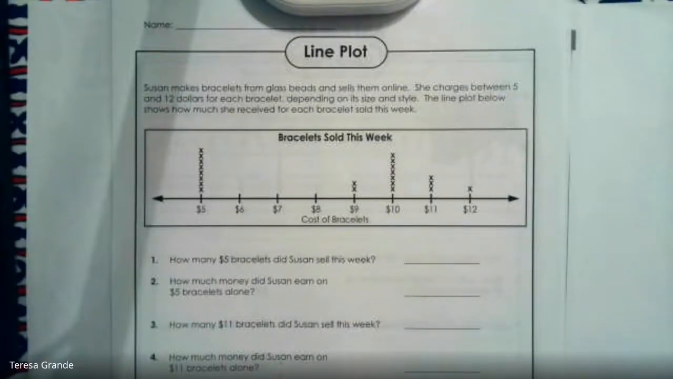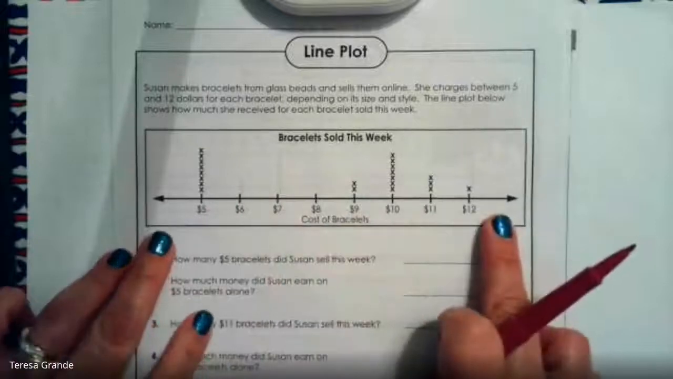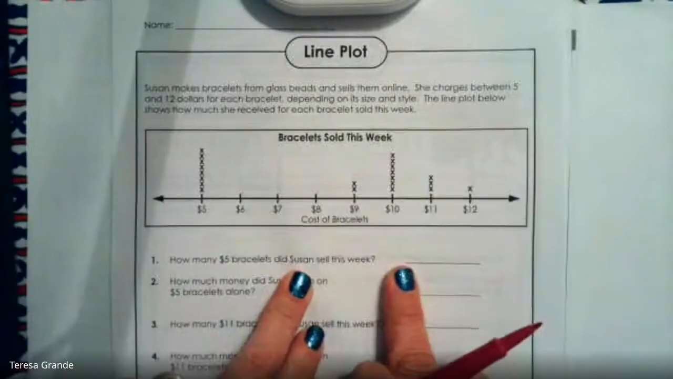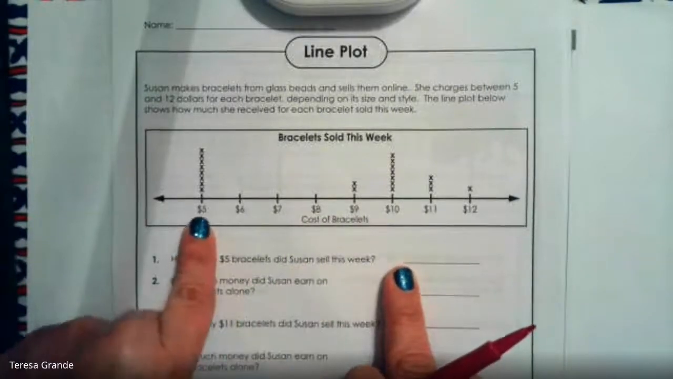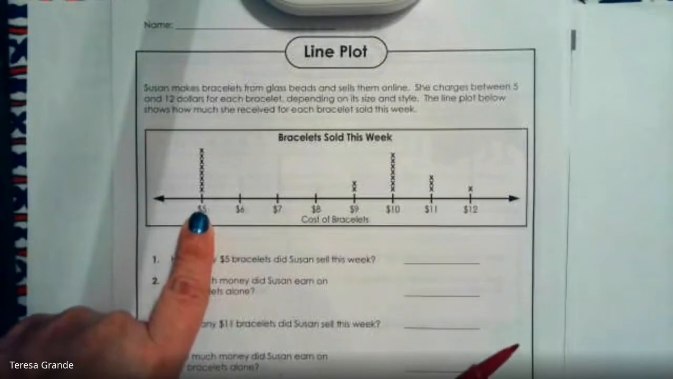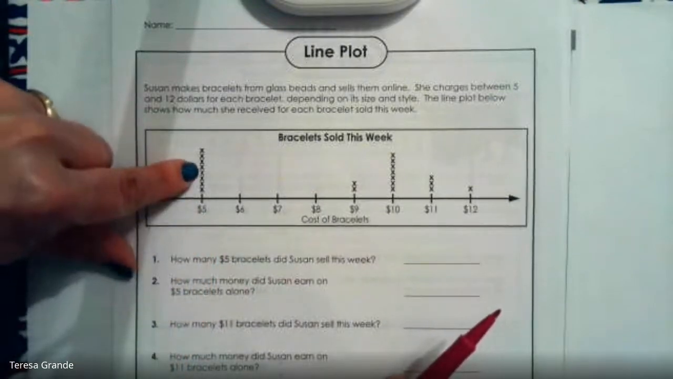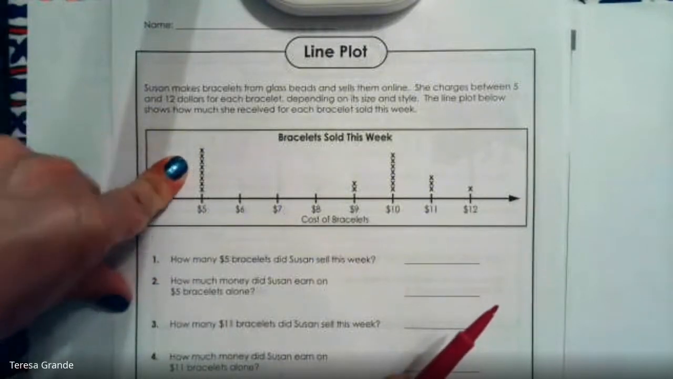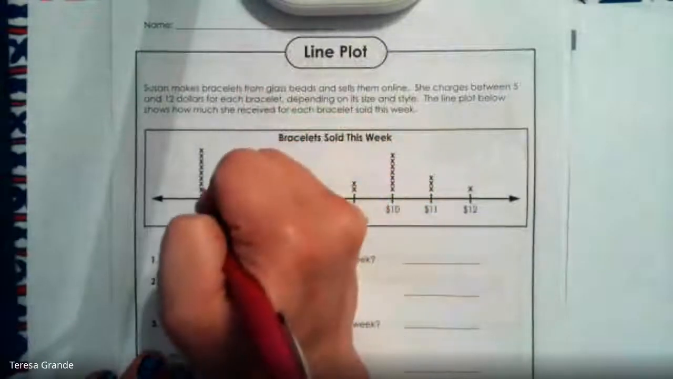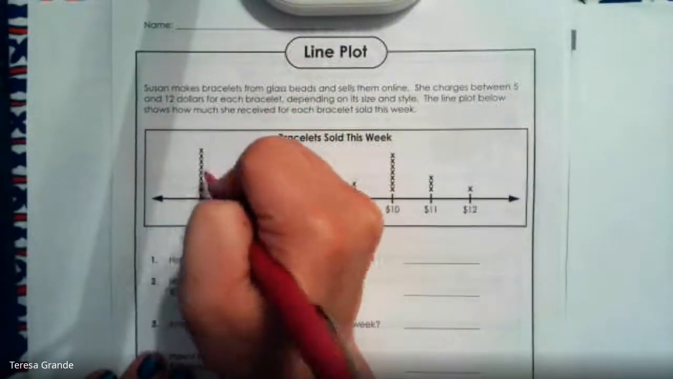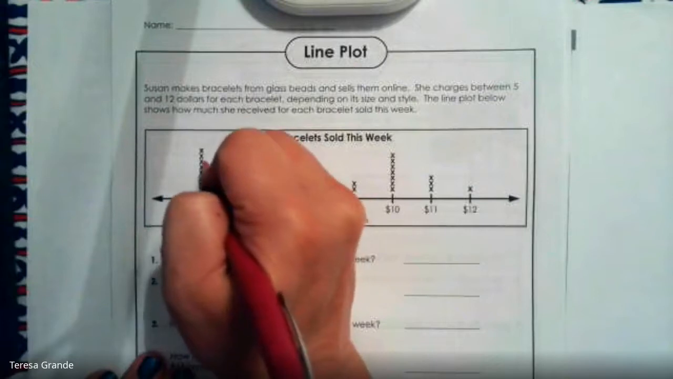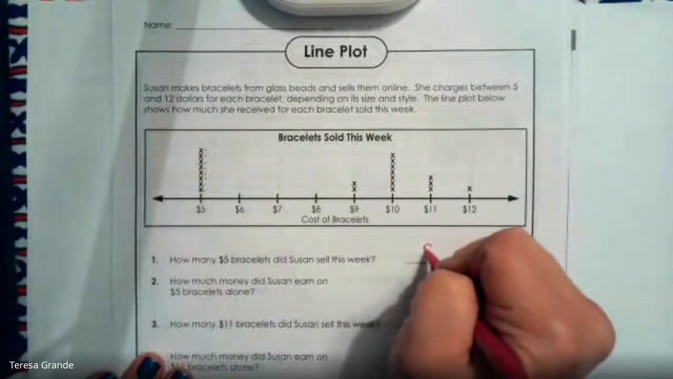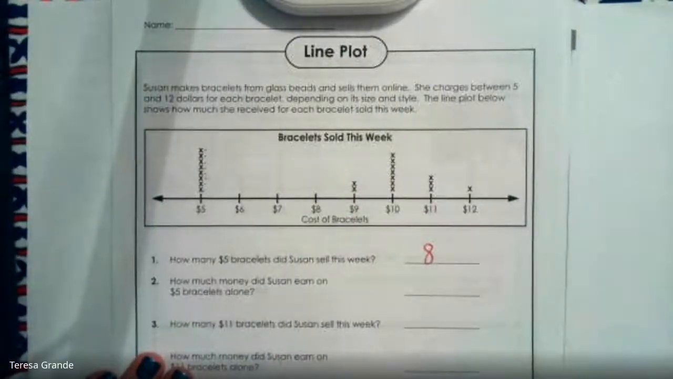So the first question, we're going to look up here, says, how many $5 bracelets did Susan sell this week? So what we have to do is find $5 on the line plot, and we need to count how many X's there are, and that tells us how many $5 bracelets she sold. So let's go ahead and count these. 1, 2, 3, 4, 5, 6, 7, 8. She sold 8 $5 bracelets this week.